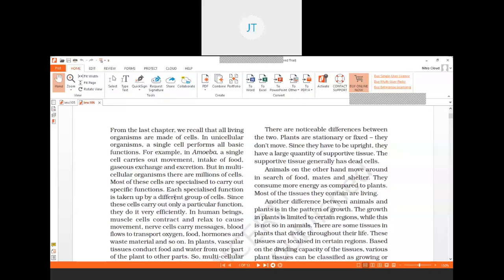In the same way here also, a specialized tissue performing a specific function, because of that they perform this function very efficiently. Okay, here they told us it is done very efficiently. In human beings, muscle cells contract and relax to cause movement. Nerve cells carry messages, blood flows to transport oxygen, food, hormones, and waste material, and so on. So these are the different functions, and all those different functions are performed by different specialized tissues.